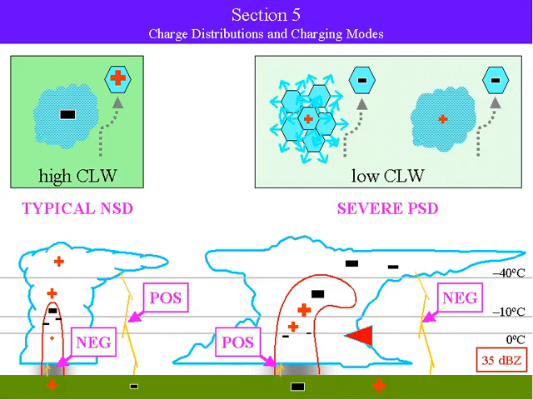For whatever reason it occurs, this is a typical charge structure within a PSD storm. Positive in the mid-levels, whereas the typical storm has negatives in the mid-levels, with negatively charged ice crystals ejecting down into the anvil and a small negative layer here near the zero degree Celsius level.